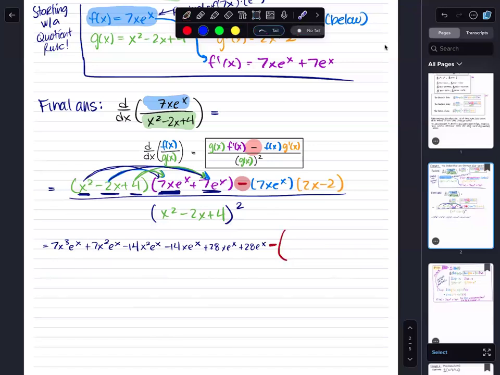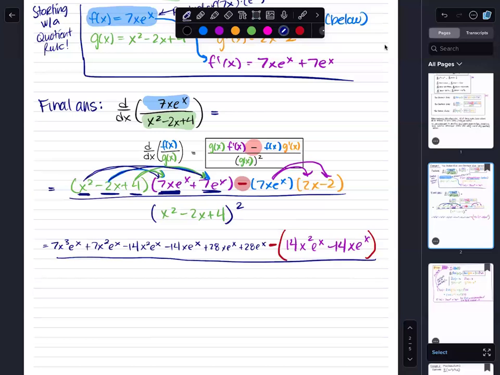So now I'm subtracting, and then I have a FOIL, or actually I have a distribution here. I've got 7x e to the x times 2x. That's 14x squared e to the x. And then I've got 7x e to the x times minus 2. That's negative 14x e to the x. Now I'm going to transcribe my denominator. This is where the equalities are really important. Transcribe my denominator and then continue working the problem.